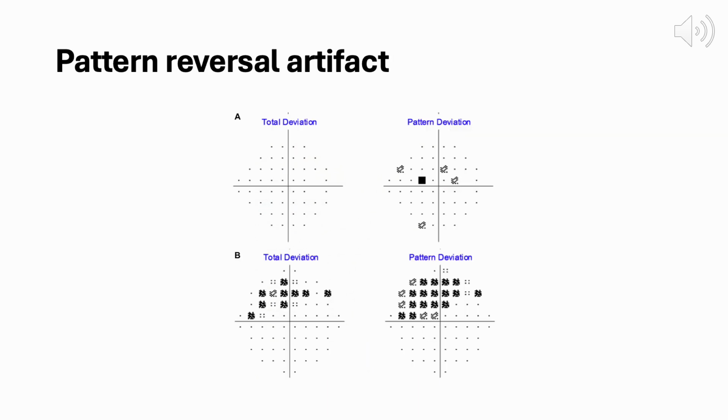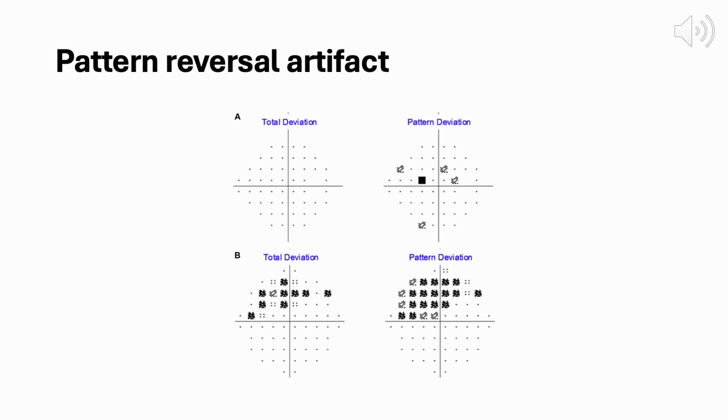This slide highlights pattern reversal artifacts, which can cause artificial improvement in the pattern standard deviation, or PSD. This typically results from a high false positive rate. Let's take a look at the examples. In the top row, labeled A, we see a normal total deviation plot. However, the pattern deviation plot shows isolated defects. This discrepancy is a red flag.